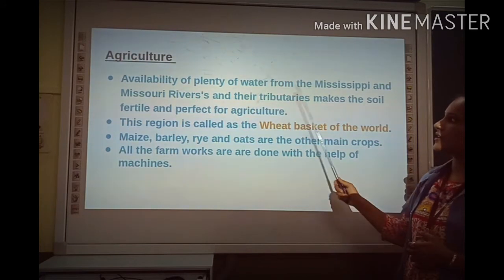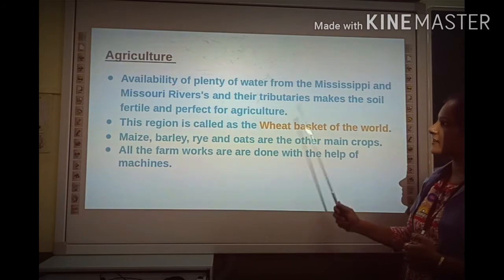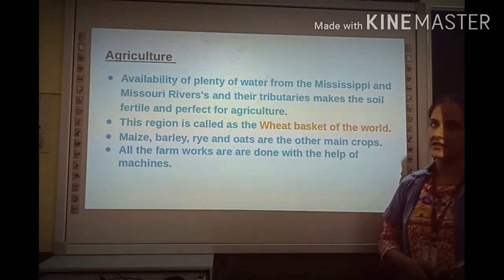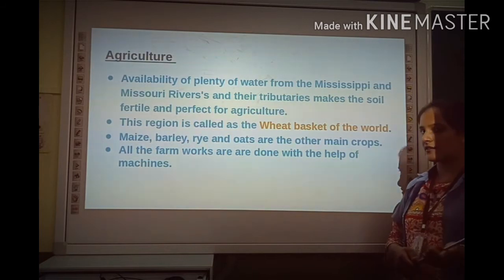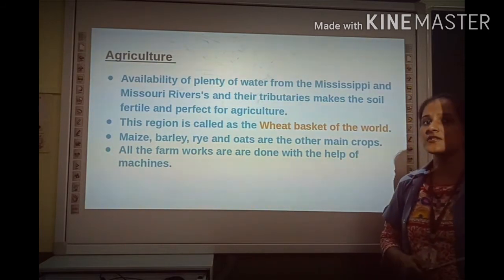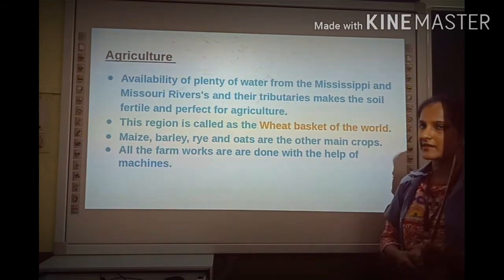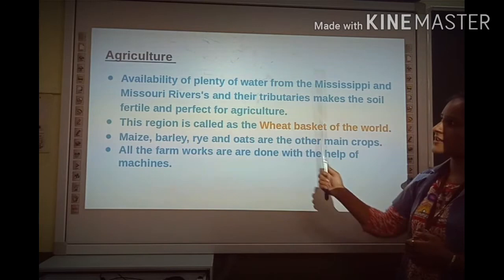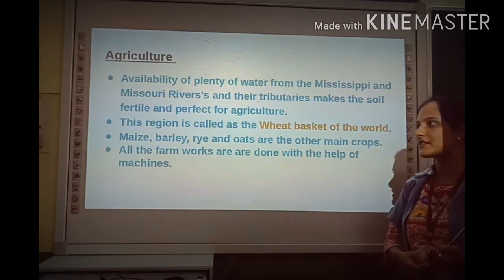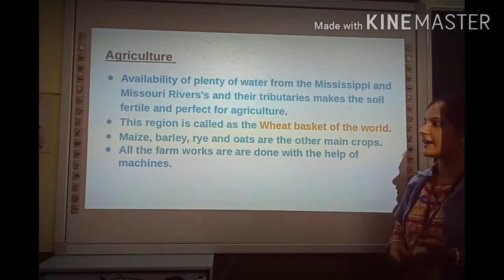Availability of plenty of water from the Mississippi and Missouri rivers and their tributaries makes the soil fertile and perfect for agriculture. As we have gone through in the last slide, humus is present in large quantity in the soil, making it fertile. It also receives plenty of water from the Missouri and Mississippi rivers and the tributaries. So it is the perfect land for agriculture.